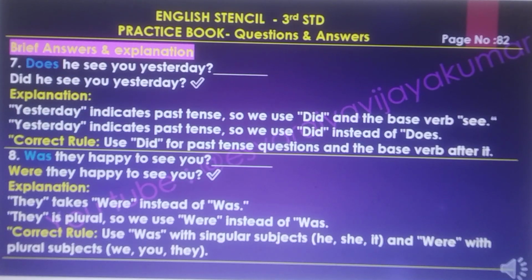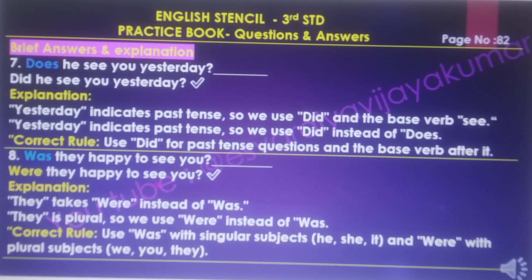Question number 7. Did you see him yesterday? Explanation: yesterday indicates the past tense. We use did and the base verb see. Use did in past tense questions, and the base verb after it.